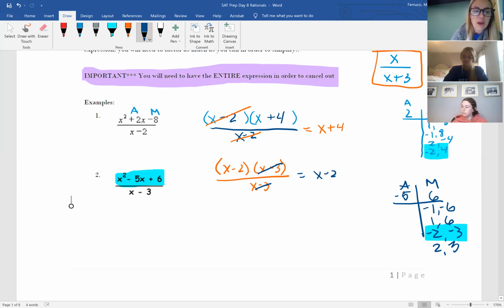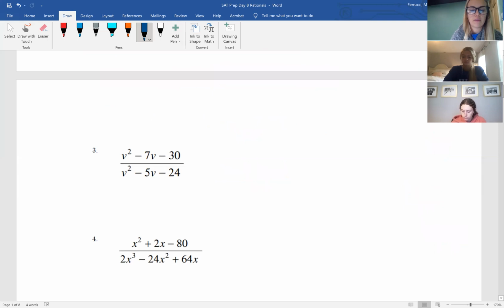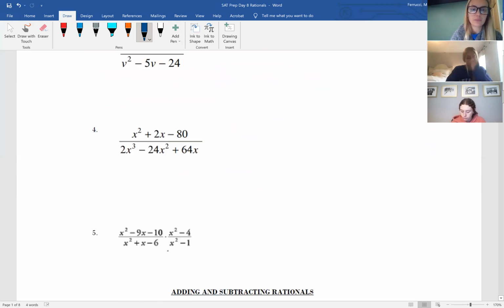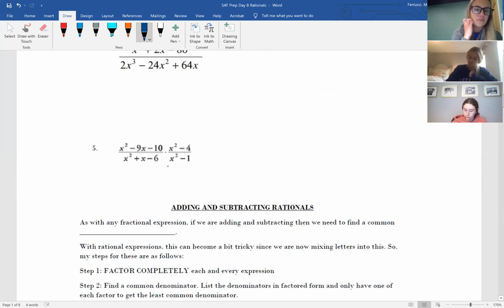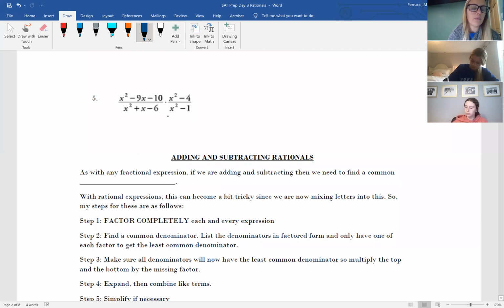Okay, so if you can, try to factor the top first to see if you can get a common factor out. So numbers 3 and 4, I'm going to save for you guys for homework, but number 5, we're going to do together. So number 5 brings in some multiplication here. Okay, which all you have to do is just factor as much as you can, on the top, bottom, left, right, whatever. Factor, factor, factor as much as you can.